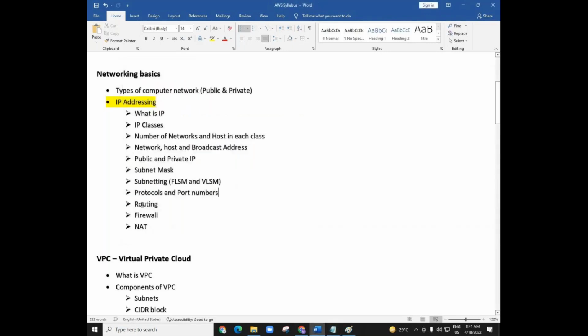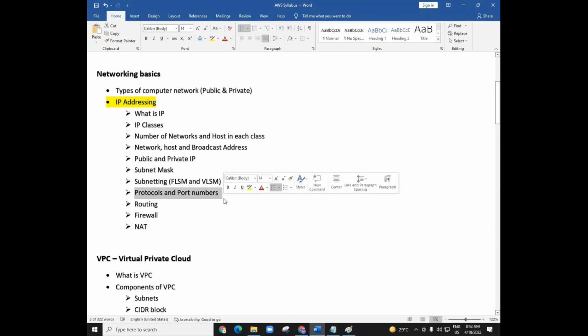Okay. Now we have something called protocols and port numbers. Again, a big interview question. What is a protocol? What is TCP? What is UDP? What is SSH? What is HTTP? What is HTTPS? What is ICMP? All these are protocols, and every protocol has a port number. You cannot finish your interview without facing a question from protocols and port numbers.